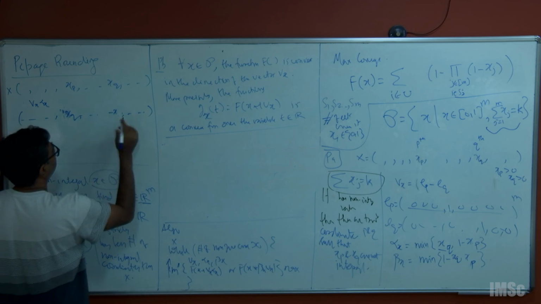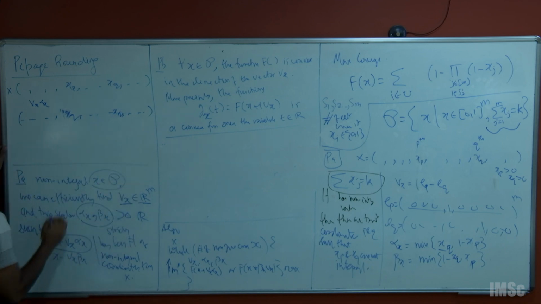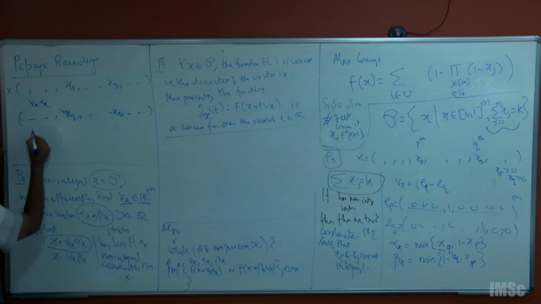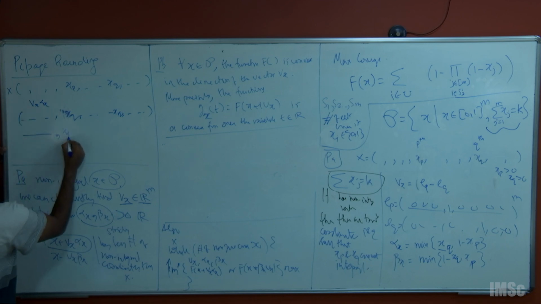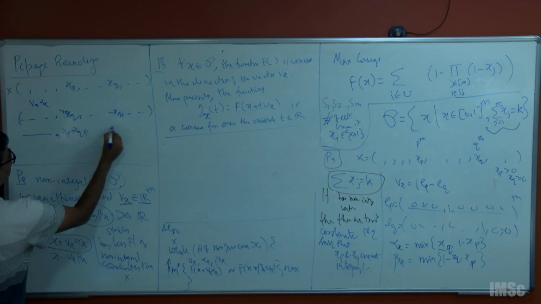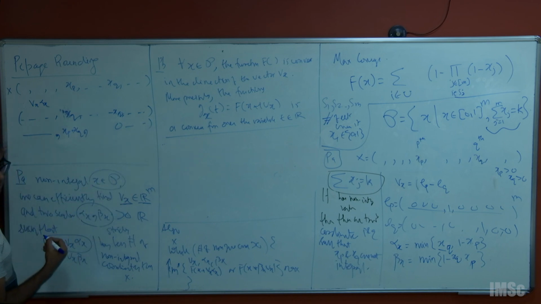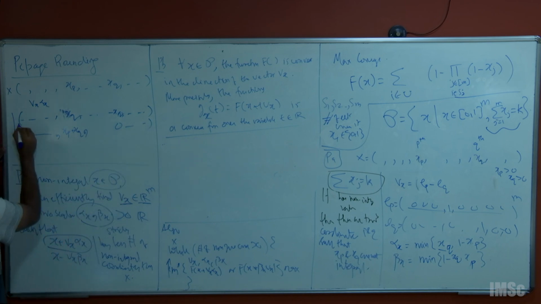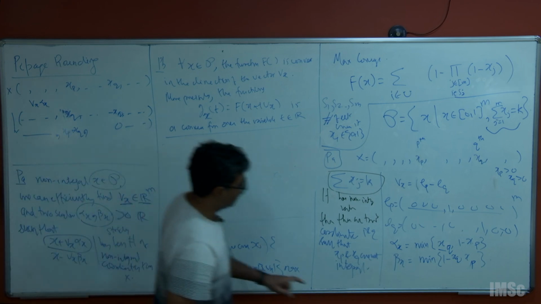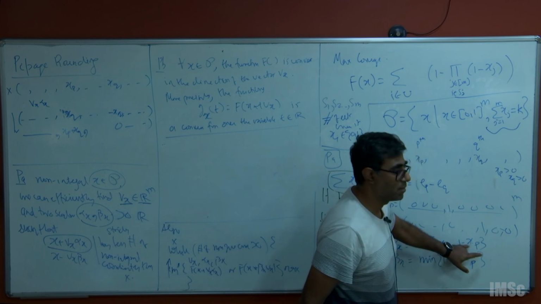And here what will you get? Minus xq. So if I add them up, I will get the same coordinate here. Here I will get xp plus xq, but here I will get 0. Is that fine? Okay.